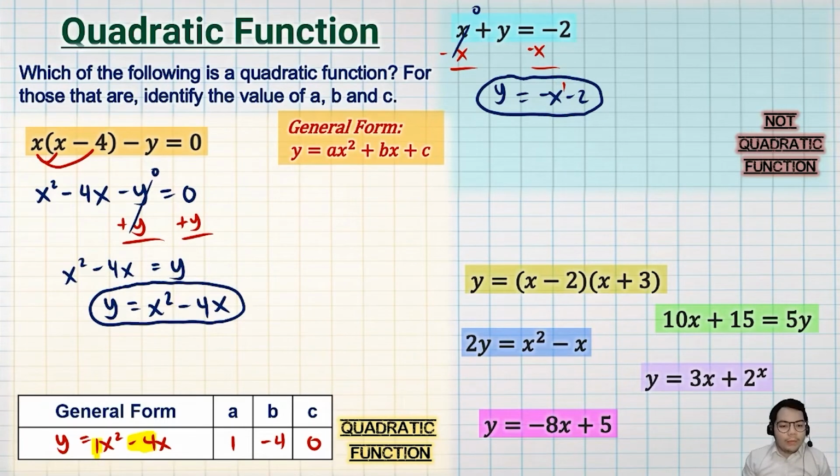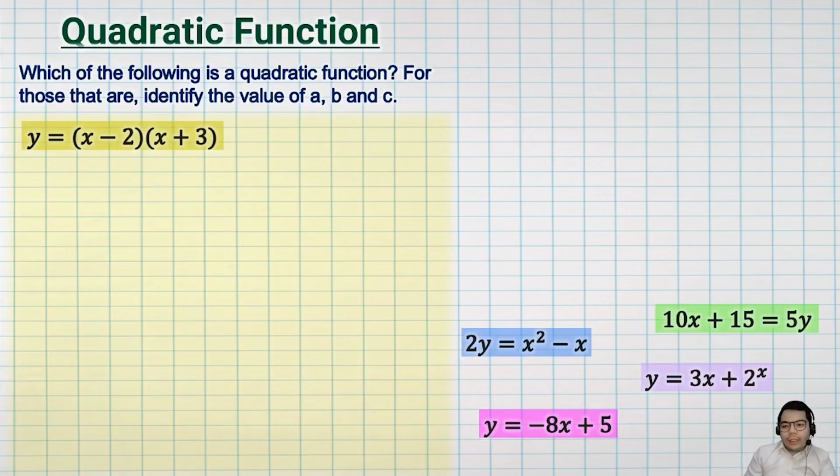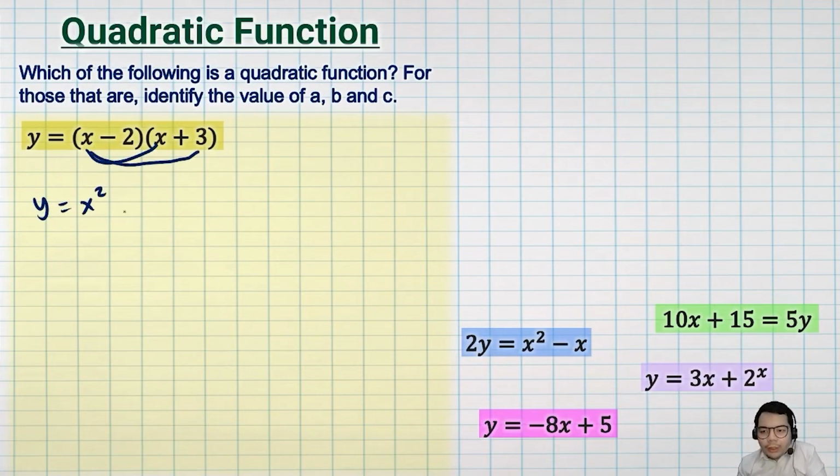Meron pa tayong ibang given dito. So, as we proceed, let's consider now this y is equal to x minus 2 times the quantity x plus 3. So, anong gagawin natin? I think we can do FOIL. So, gawin ko, FOIL muna tayo. X times x, so y is equal to x squared. Then, x times 3, that will be plus 3x. Then, -2 times x, so this will become -2x. Then, -2 times 3, so this will become -6.